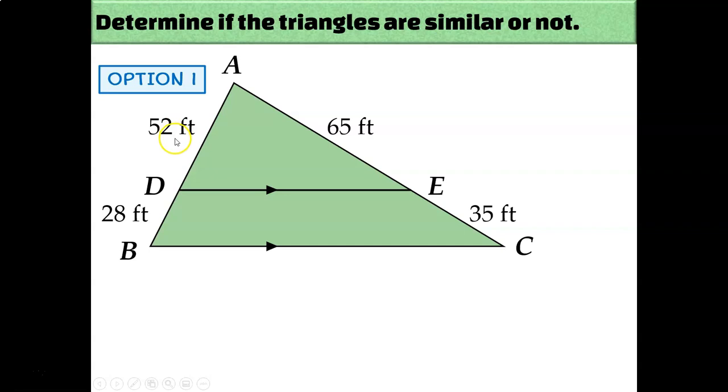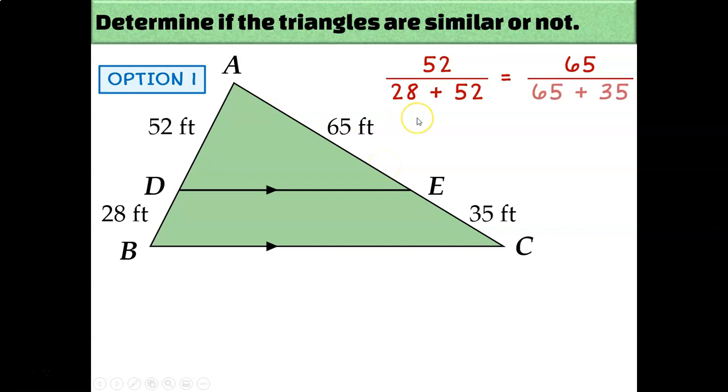First, let's compare their corresponding sides and see if I have at least two pairs of corresponding sides that are proportional. So I'm going to put 52 over 28 plus 52. Don't just put it over 28, because if I'm talking about triangle ADE and triangle ABC, 28 isn't one of my side lengths. It's just part of side length AB. To get the entire side length, you need to add 28 and 52. And similarly on the other side, I'll put 65 on top, and then I'll put 65 plus 35 underneath of it, because I need both parts to figure out the length of AC.